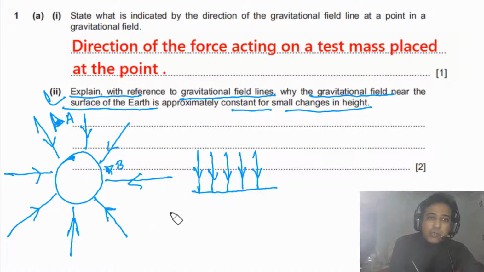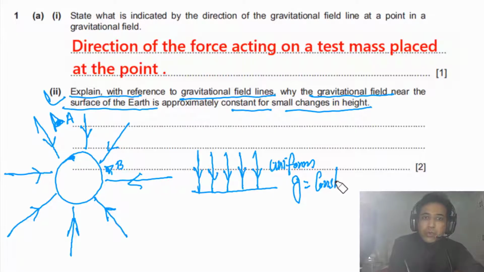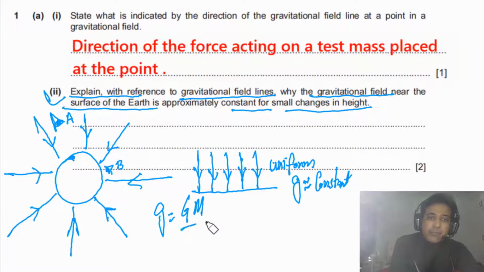Why will he see a uniform gravitational field? Because the value of g is constant. Uniform means that the value of g is about constant. The value of g here is about constant. This observer will see a uniform field because g is equal to GM over r squared, where r is the distance from the center. So this one is the radius, meaning the value of g at the surface.